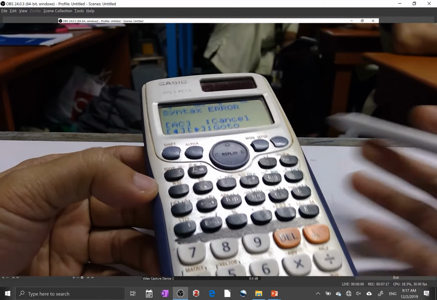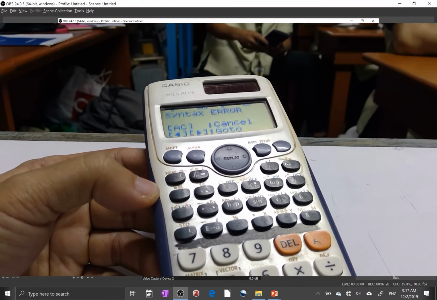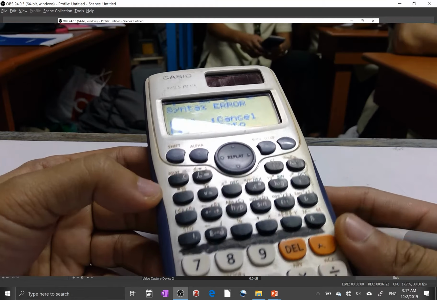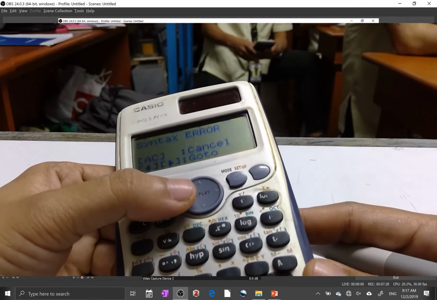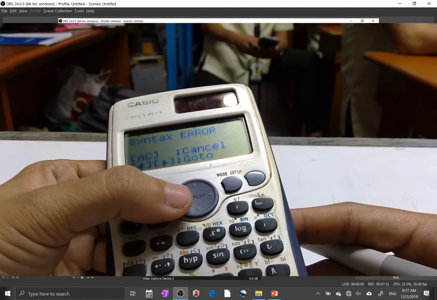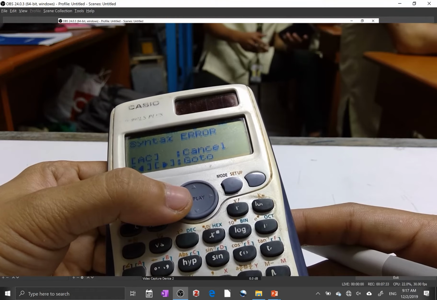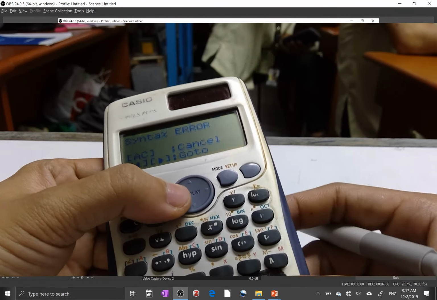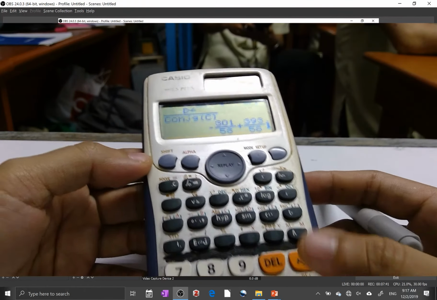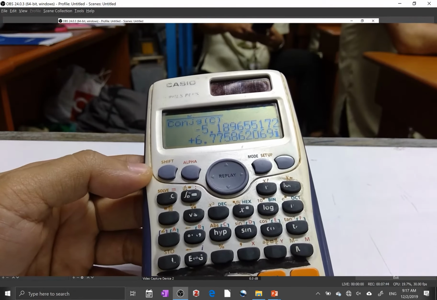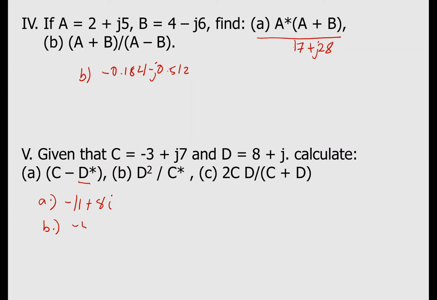There are two kinds of error here. Actually there are many other errors, but syntax error means you forgot to write a parenthesis or any necessary syntax. But a math error means you exceeded the capability of your calculator. So in this case, you just write the parenthesis. Then you have this answer: negative 5.19 plus j 6.78. So that's the answer for you.